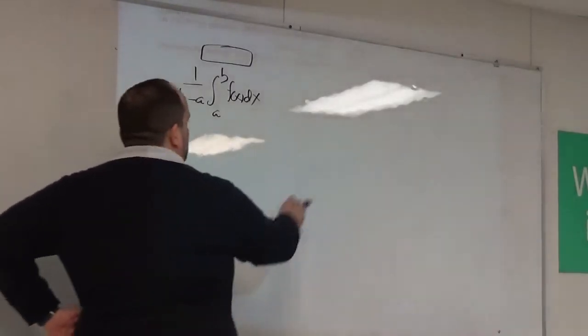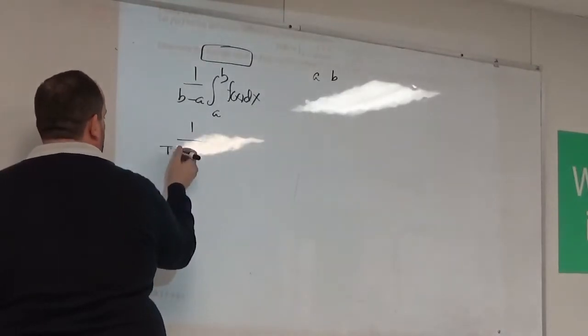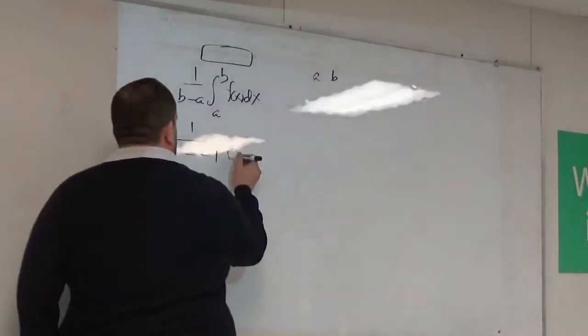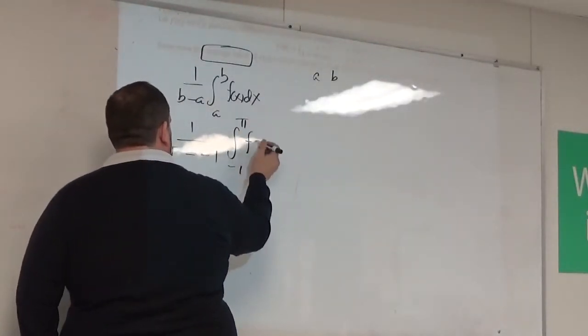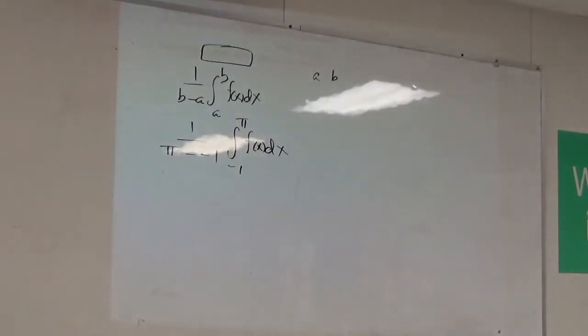Your setup, well, a is negative 1 and b is going to be pi, so this should be 1 over pi minus negative 1. And we've got to do an integral from negative 1 to pi of f of x. And now here comes the tricky part. What's f of x? Isn't it x plus 1? It's x plus 1? It's both? It is both.